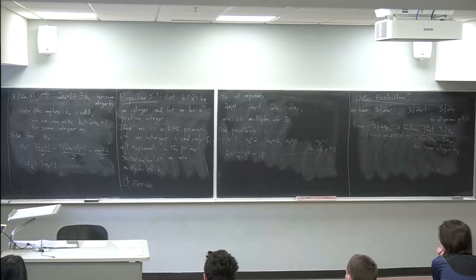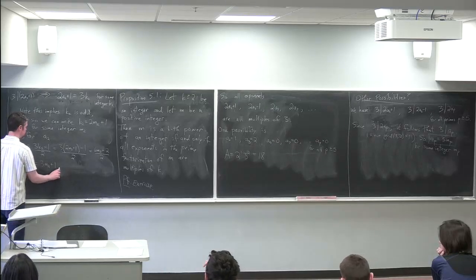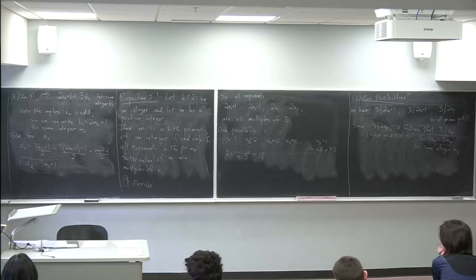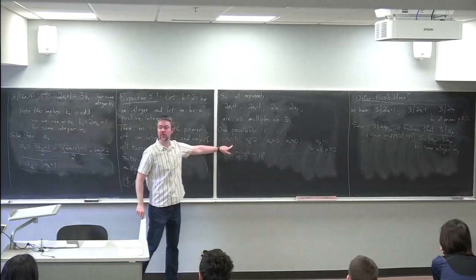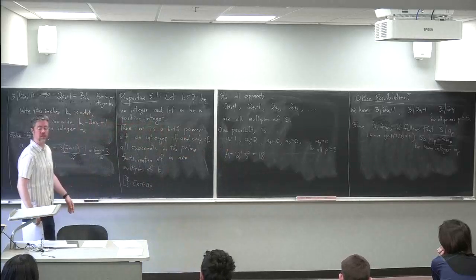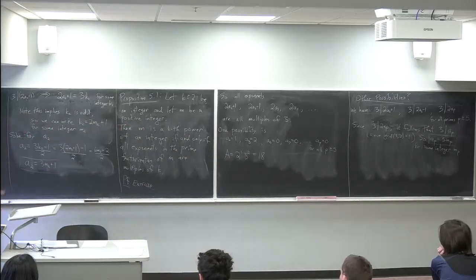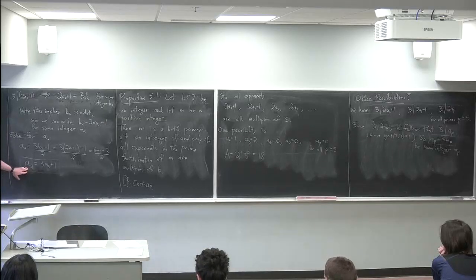So what this is telling us is that whatever this exponent a2 is, it has to be 1 more than a multiple of 3. Now, that was our first example. We picked something that was indeed 1 more than a multiple of 3. But anything that's 1 more than a multiple of 3 would be acceptable here. And that's exactly the possibilities for a2.